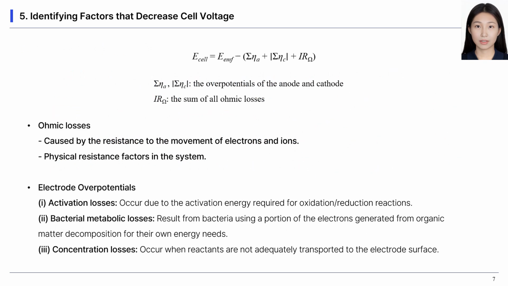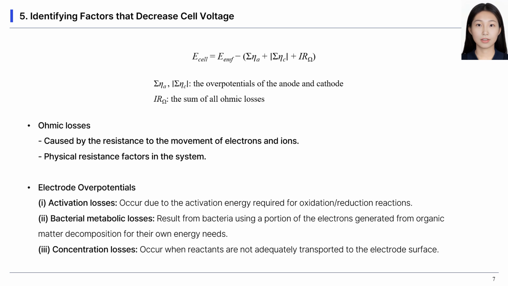Voltage losses in MFCs are a critical factor that limits their efficiency and performance. These losses can be divided into three main categories: activation losses, ohmic losses, and concentration losses. The first is activation losses. These occur because energy is required to drive the redox reactions at the anode and cathode.